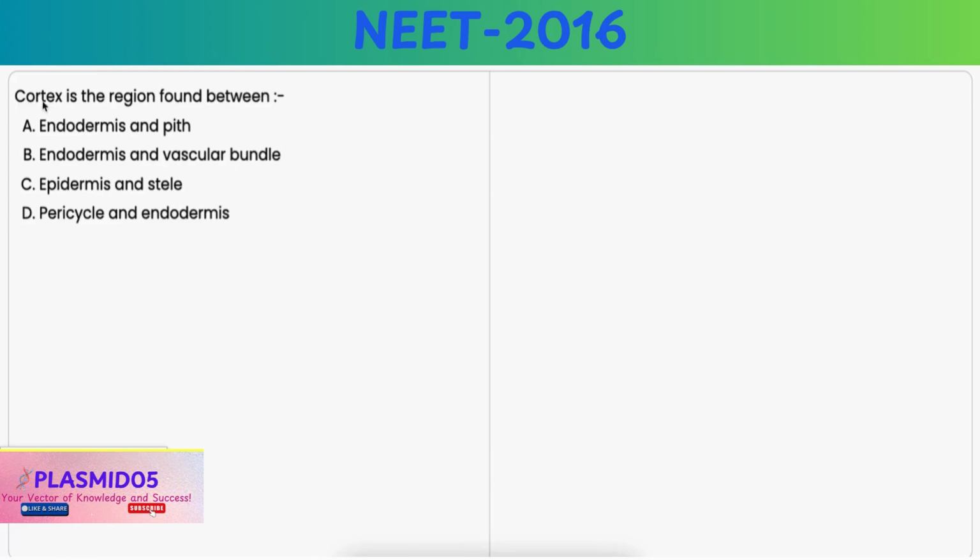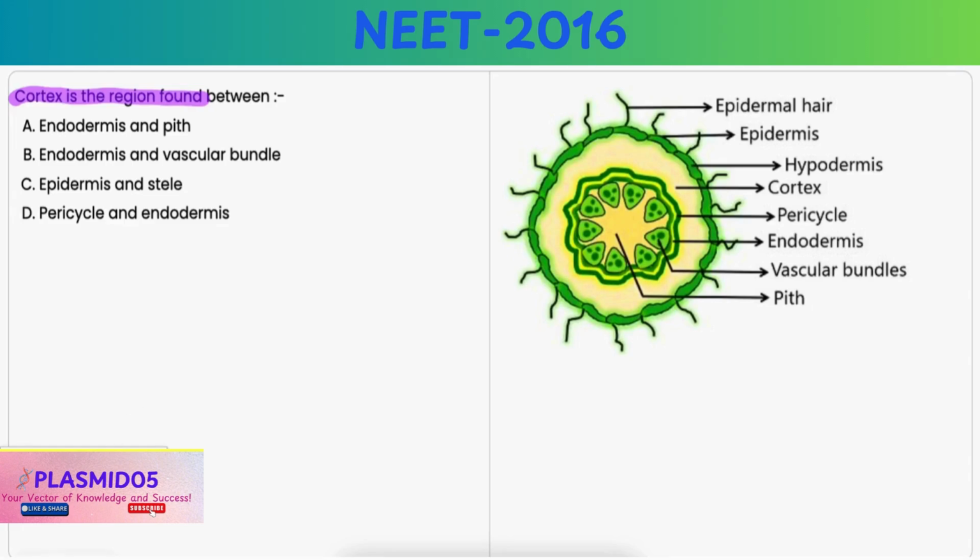In this question, you have to identify between which two parts of the plant cortex is found. Now, the cortex is the region between the epidermis, that is the outer layer, and the stele, that is the central vascular tissue in plant roots and stems. Hence, the correct answer is option C, that is epidermis and stele.